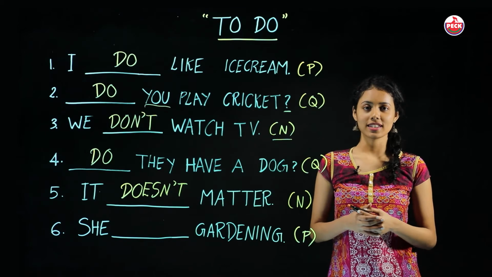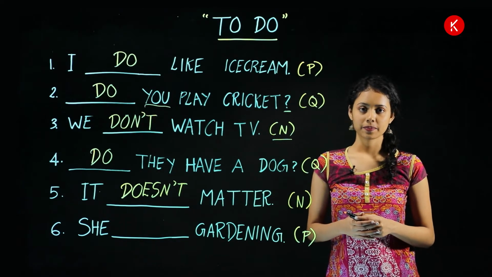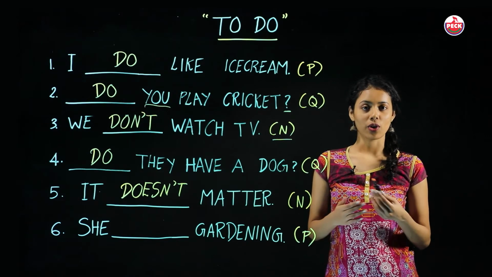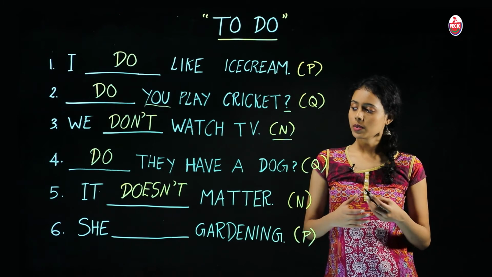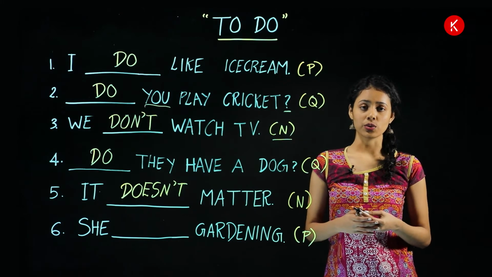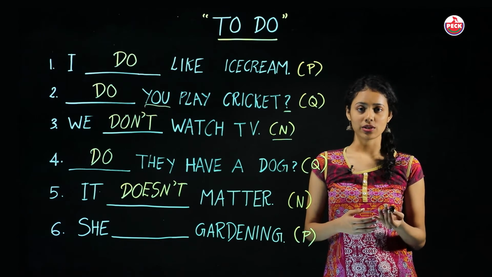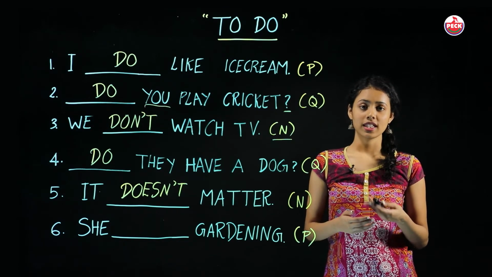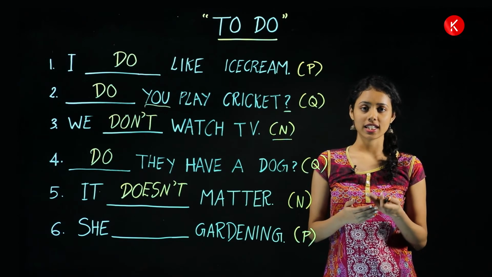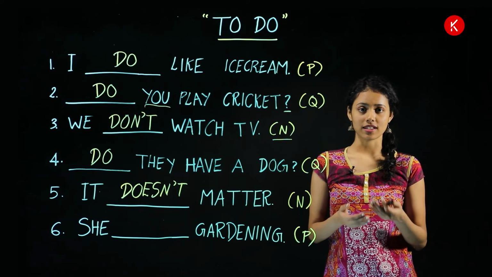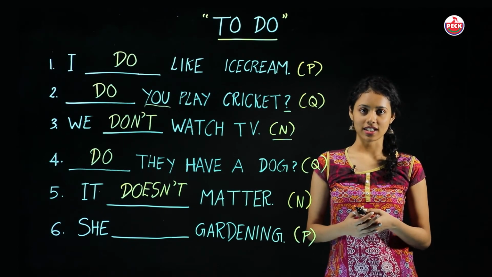We've come to the last sentence. She blank gardening. Now this one's easy. All you have to do is put it in the positive form. So what would be the positive form of to do for she? Let's say it out. It's I do, you do, he does, she does. So for he, she and it becomes does. So the answer would be she does gardening.